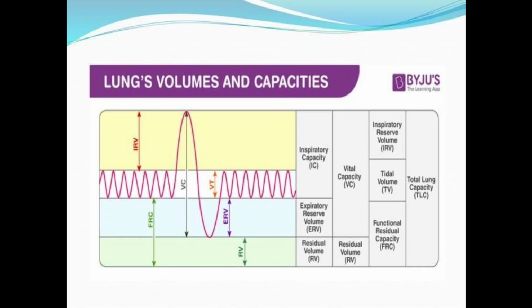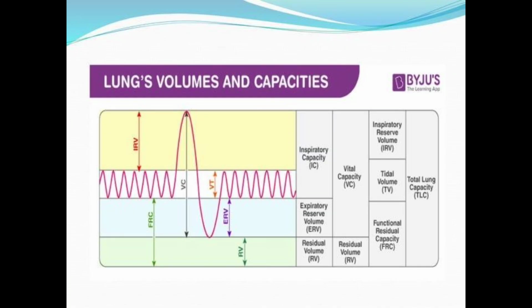Next one is the vital capacity. Vital capacity is the total capacity of the lungs: inspiratory capacity plus tidal plus the expiratory reserve volume. So this overall is called vital capacity. In vital capacity, three points are involved. First, residual volume. Second, tidal volume. Third, expiratory reserve volume. How much gas a person can inhale after a normal tidal volume, and how much can be expelled after normal expiration. This overall is called the vital capacity.